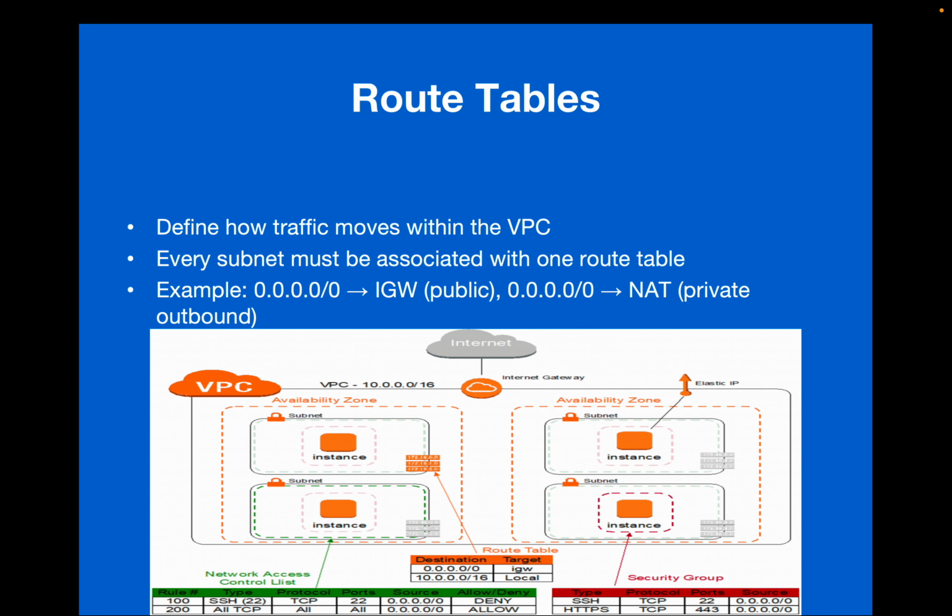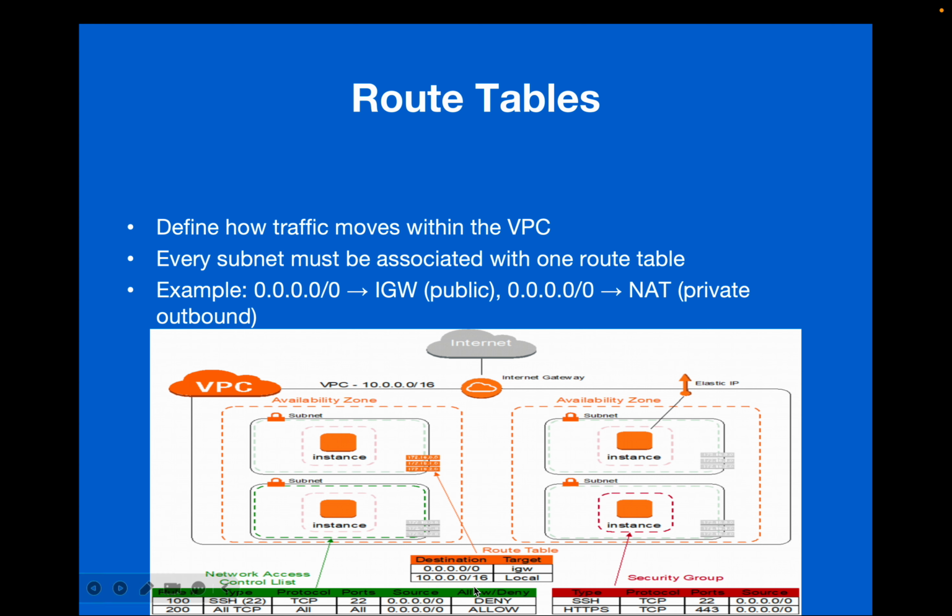So suppose you enter a destination like this: 0.0.0.0/0 IGW. Now, IGW stands for Internet Gateway. What does this mean? This means that any machine on this subnet, if it has to access anything, 0.0.0.0/0, which means anything, it should use the Internet Gateway as the target, as the routing network. So this is the definition.